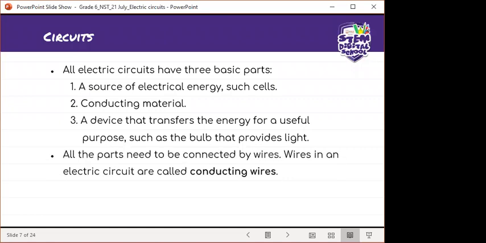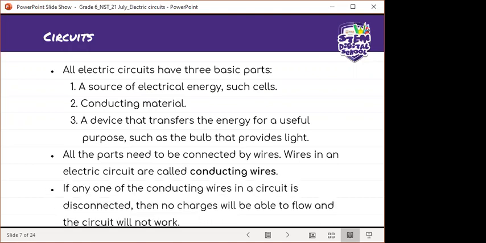And then all the parts need to be connected by wires. So these wires are the conducting material. Wires in an electric circuit are called conducting wires. And finally, if any of the conducting wires in a circuit is disconnected, then no charge will be able to flow and the circuit will not work. Okay. So if any of the conducting wires in a circuit is disconnected, then no charges will be able to flow and the circuit will not work.